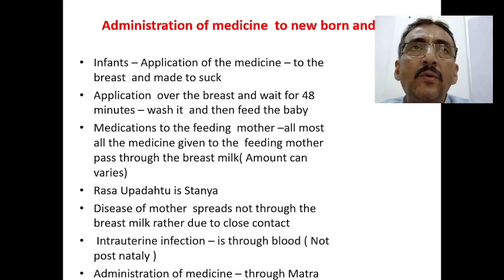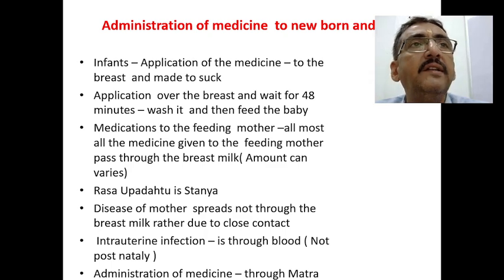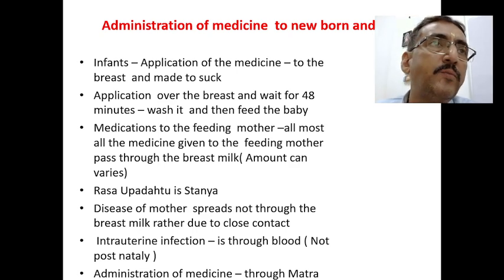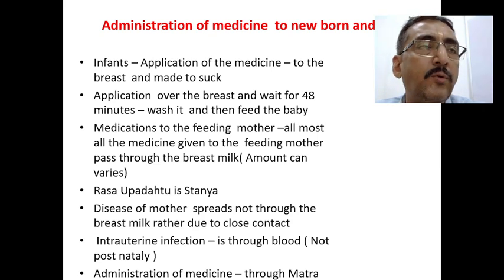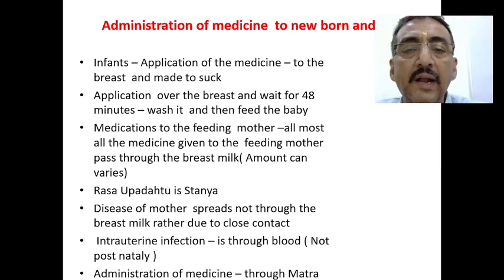So this is one of the methods. That means medication can be given to the feeding mother. If the child is suffering from constipation or some diarrhea, you can give the medication to the mother also, and through the mother some amount of the medicine passes through the breast milk into the body of the baby. So this can also be tried. These are the three methods.